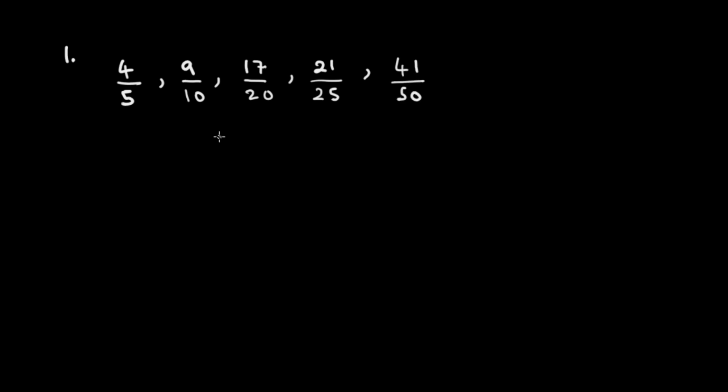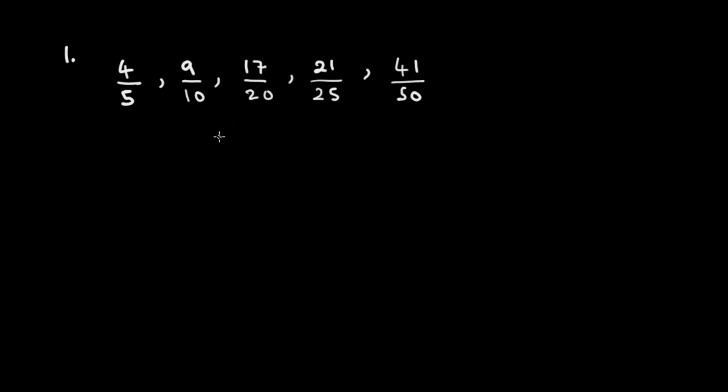Saka zvatinoita kuti tisolve this question, fractions atapiwa ndi 4 over 5, tikapiwa zvakare 9 over 10. We also have 17 over 20, 21 over 25, and 41 over 50. What we need to do is we need to express them under one common denominator, because as we have explained in our previous video, kana tichida kucompare fractions, they should be under one common denominator. So what is going to be our common denominator?